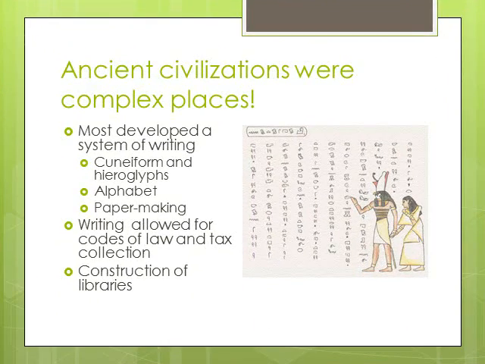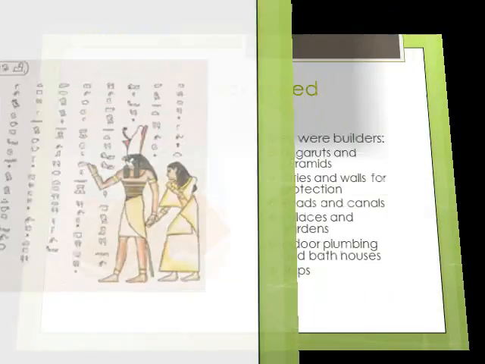Ancient civilizations in large part developed systems of writing, and that varied. Cuneiform, hieroglyphics, alphabets. They also developed ways to make paper in both Egypt and China. And the ability to write things down allowed for the development of codes of law and tax collection. It also led, in some locations, to the construction of libraries. So the idea of developing writing allows you to organize and communicate more efficiently within your civilization.